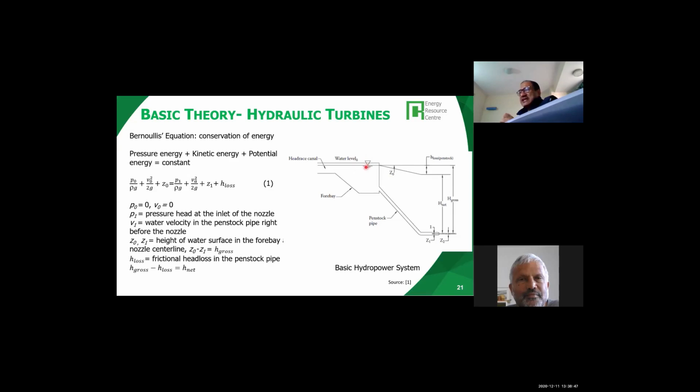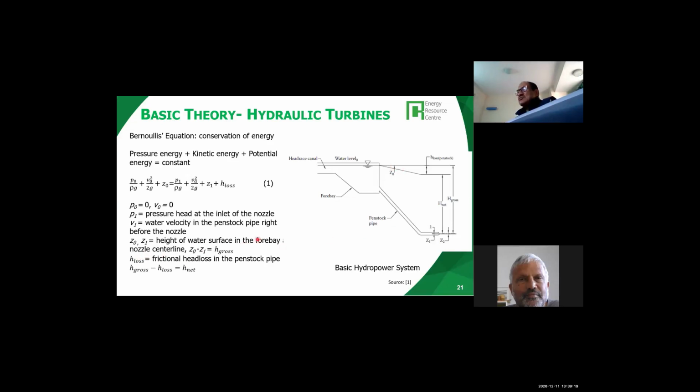the atmospheric pressure exists. So that is equal to 0. V0 is 0 because at this location, the water is at the same level. So velocity is 0. P1 is the pressure head at the inlet of the nozzle, the pressure head here. V1 is the velocity in the penstock pipe right before the nozzle. Z0 and Z1 are heights of water surface in the forebay.